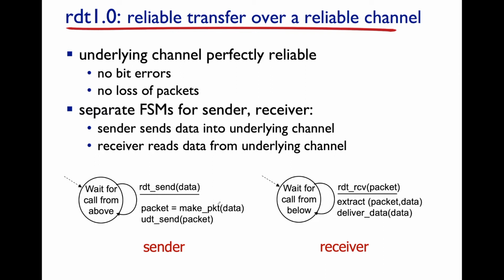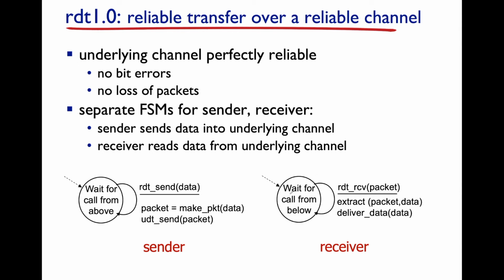So what do we do? We take this data, make a packet, and then we do an unreliable data transport send, UDT send, of this packet. Now again, because there are no bit errors in this simplistic version of the underlying channel and no loss of packets, we know that this UDT send is going to be correct, meaning this packet will come through and it will not be corrupted, no bit errors, and this packet will get through.